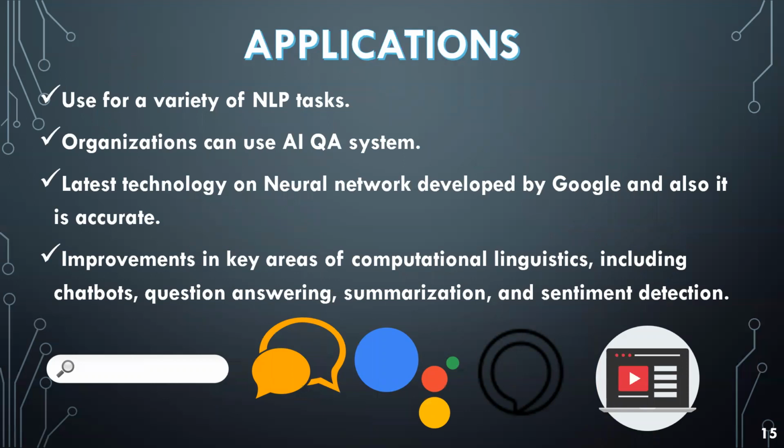Okay, so here are the applications of our project. The first is this system can be used for a variety of NLP tasks such as text classification or sentence classification. Many organizations can use this system as it saves time, as it is the latest technology of neural network developed by Google, and also it is very accurate. So it can be used in search engines, chatbots, terms and conditions of specific software, predefined assistants, and many more applications.